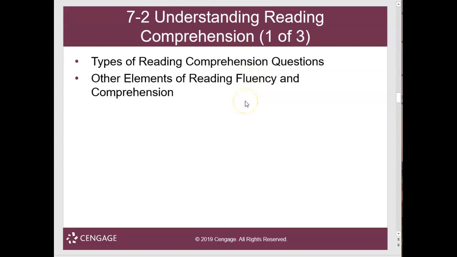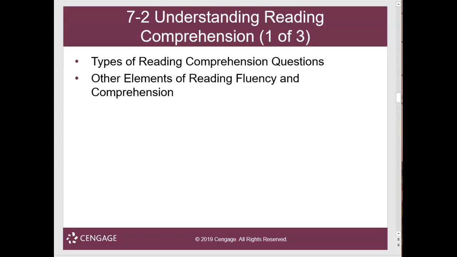Because otherwise, well, what's the point of reading? I mean, it's fun, right? I guess if you're a skilled reader, it might be fun just to read. But we also want to make sure that we are looking at the comprehension and how the students are understanding what they're reading, whatever level it is.